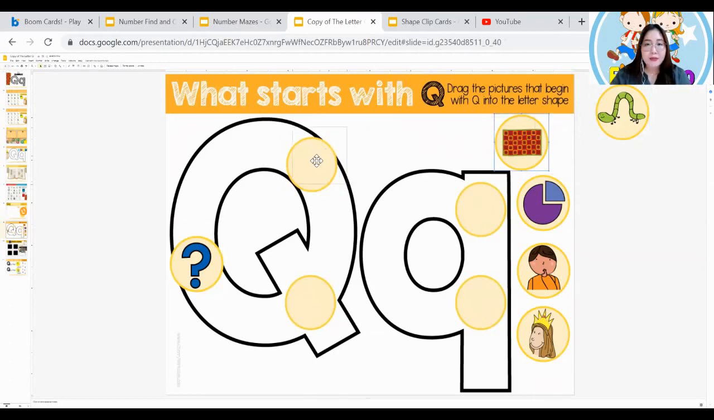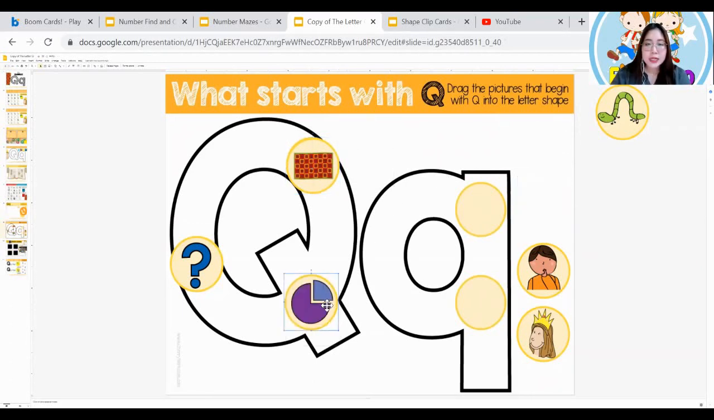Next one, we have a quilt. Letter Q is for quilt. Yes, it is. Then we have the next picture. It's called a quarter. Does quarter start with the letter Q? Yes, this is a quarter because if you cut the circle into 4 pieces, one part is called a quarter.